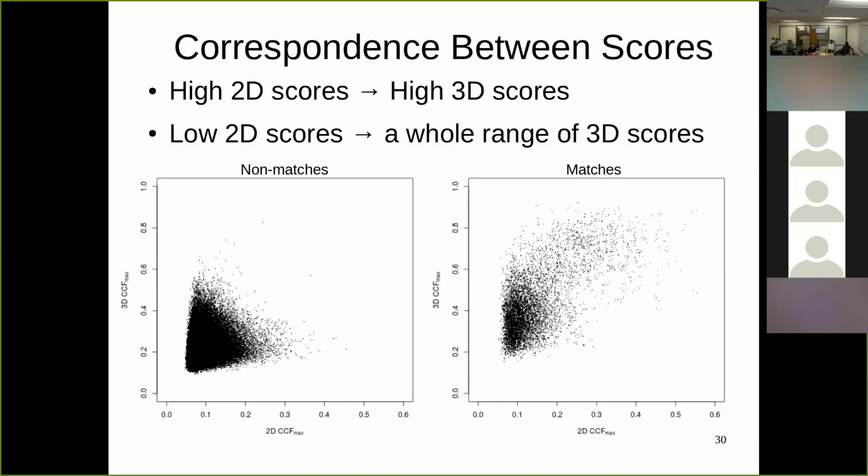So for example, if there was a very straightforward relationship between the 2D and the 3D scores, we might see, for example, a linear relationship. So we might see a diagonal line. So of course, this isn't the case.